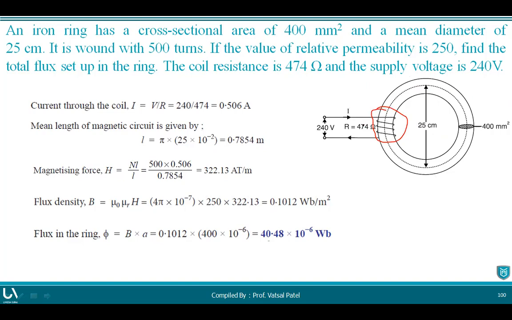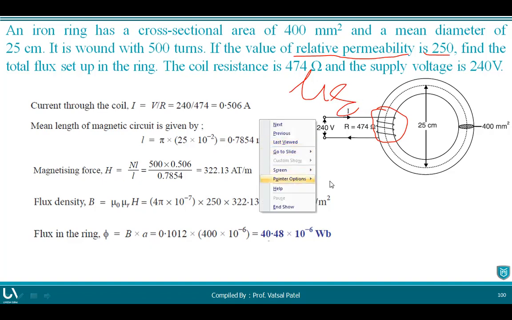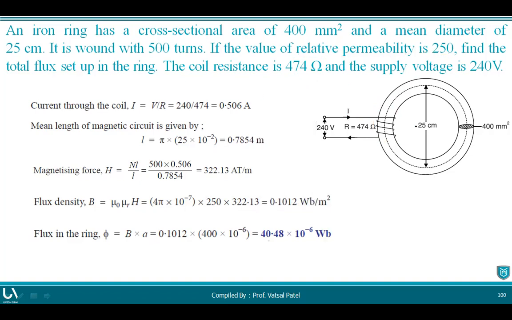Now the value of the relative permeability, that is mu r, is given as 250. You have to find out the total flux which is set up in the ring, the coil having a resistance of 474 ohm, and the supply voltage given here is 240 volt. So what you have to identify is the total flux, total phi, set up in the ring. So how do we start the calculation?